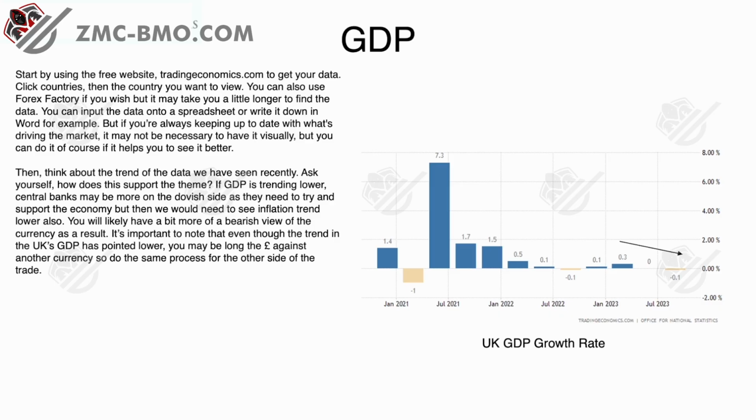It's important to note that even though the trend in the UK's GDP has pointed lower, you may be long the pound against another currency, so do the same process for the other side of the trade. Remember, you're trading GBP versus somebody else. So you're trading GBP versus the US dollar, the US economy. Technically, what you're doing is trading the UK economy versus the US economy. You're not trading the currency, you're trading the economic views, right?